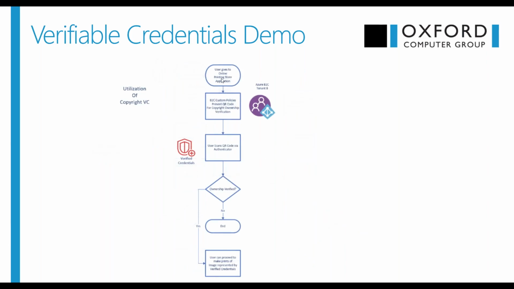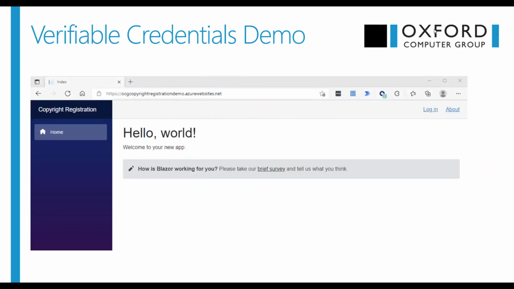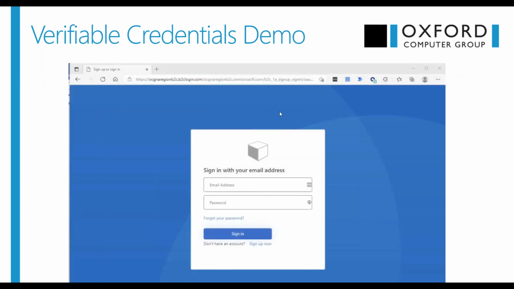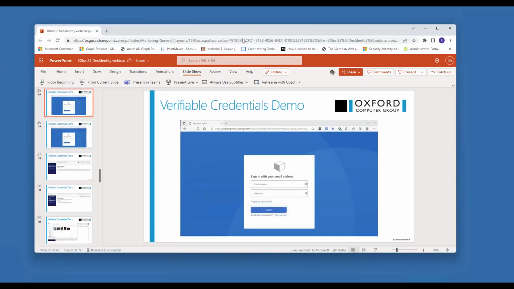And this is just the other flow chart where you can present your verifiable credential to the store. You scan your QR code so that they can obtain the verifiable credential with the image embedded in it. And then once they verify it, then you can make your print. So I've got some slides here just in case my demo doesn't work, but I'm going to show you a live version of this right now.